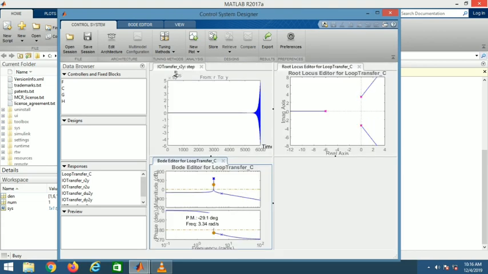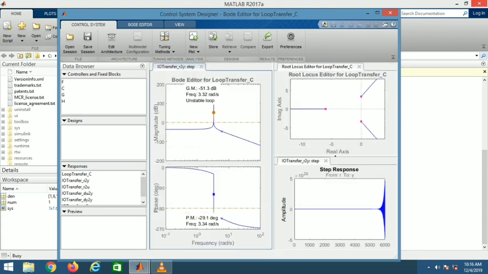And here we have the Bode editor, Bode diagram, which tells us at what frequency the diagram is unstable, the root loci, and the step response amplitude. So all of this stuff we can get, and we can try to get information from it. We can even edit the architecture of the diagram.